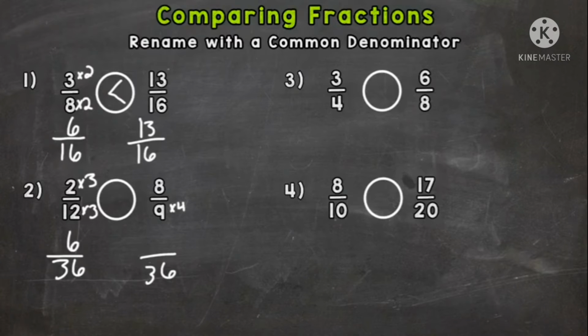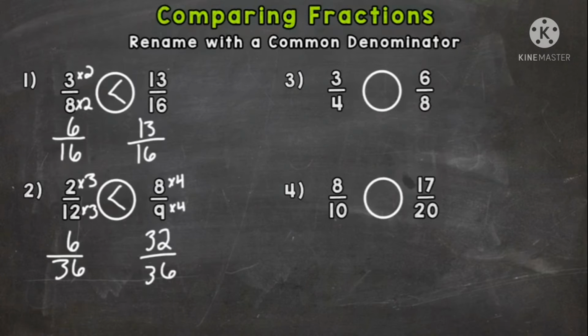9 times 4 is 36, so do the same thing to the top. 8 times 4 is 32. Now that we have a common denominator and we renamed, it's very easy to compare. 6/36 is less than 32/36. And let's take a look at the original problem again. Now, 2/12 is less than half, right? Because 6 out of 12 is half, so obviously 2 out of 12 is less than 6 out of 12.